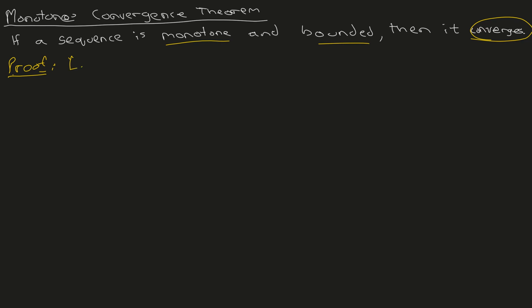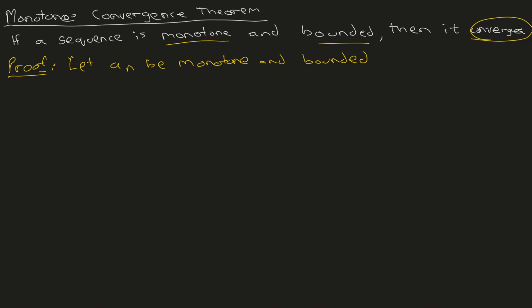So let a_n be monotone and bounded. We now need to show that this sequence converges. To prove a_n converges using the definition of convergence, we're going to need a candidate limit. So let's assume that the sequence is increasing, and the case for the sequence being decreasing is handled similarly.